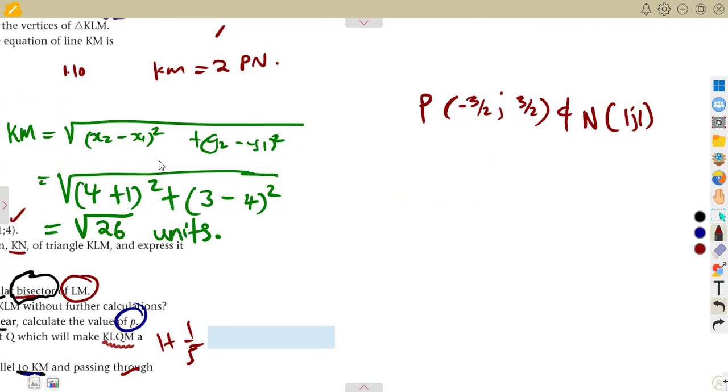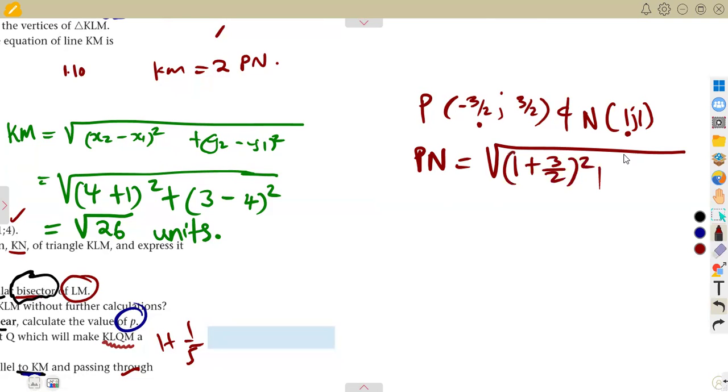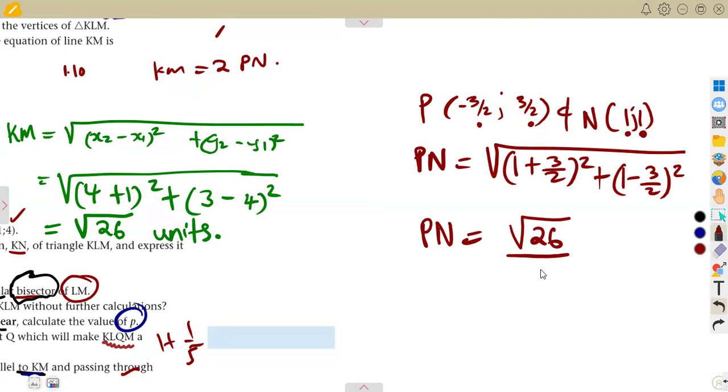You can calculate the distance just like the previous part. PN is the x value of the second point minus this one: 1 plus 3 over 2 squared, plus the y value 1 minus 3 over 2 squared. Use the calculator and simplify properly, and it gives you the square root of 26 over 2.